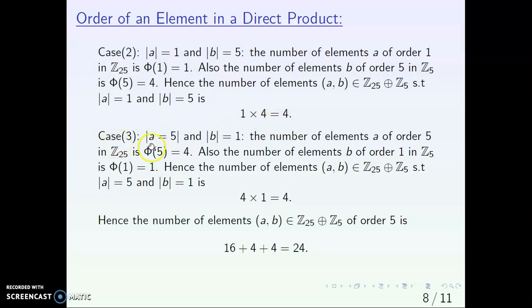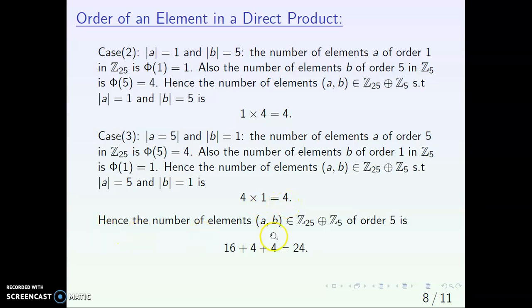The third case: order A equals 5 and order B equals 1. The number of elements A of order 5 in Z25 is phi(5) equals 4. Also, the number of elements B of order 1 in Z5 is phi(1), which is 1. Hence, the number of elements (A,B) in Z25 ⊕ Z5 such that order A equals 5 and order B equals 1 is 4 multiplied by 1, which is equal to 4.